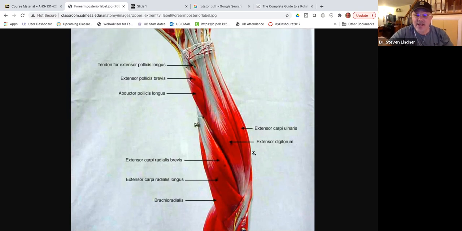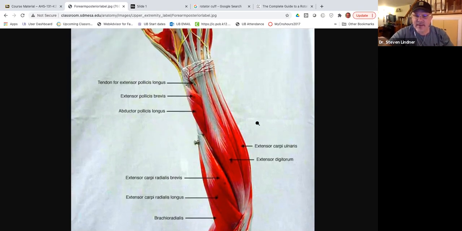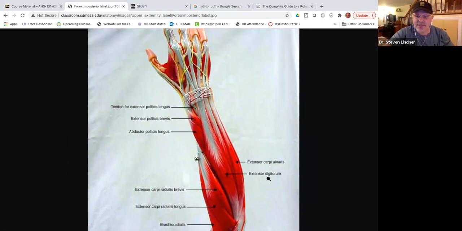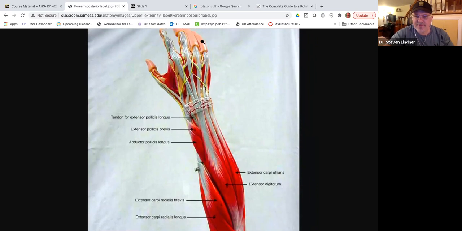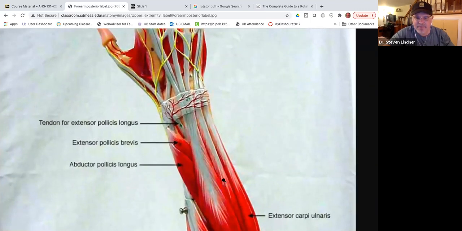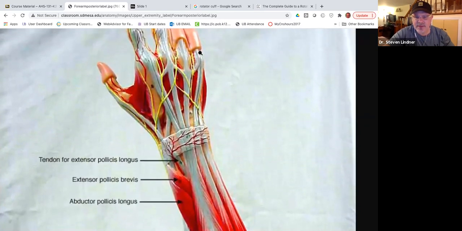So on the back side, we see the extensor tendons. And again, remember there's the extensor retinaculum. Here's the extensor digitorum going to digits 2, 3, and 4. And then the fifth digit has its own, called the extensor digiti minimi. We can see that here. We follow this one up, and it goes to the pinky, extensor digiti minimi.